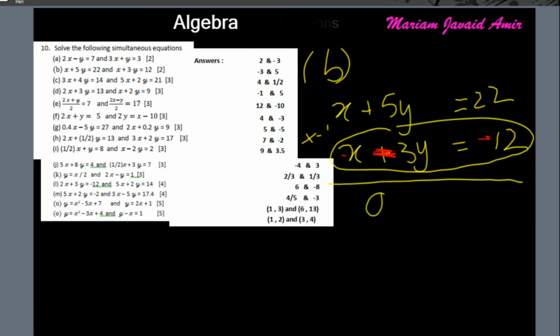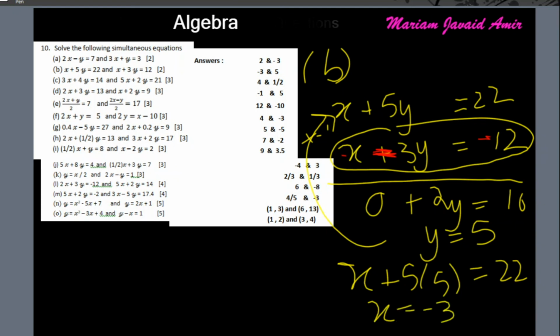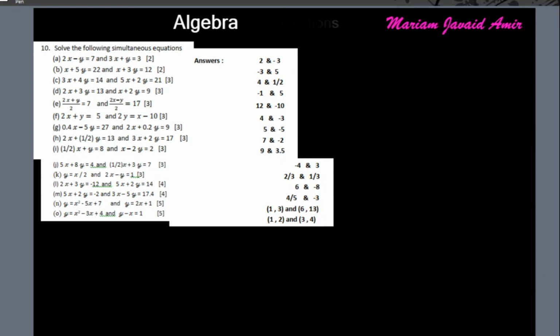So I'll get 0 plus 2y equals 10. So y equals 5. Now to get the value of x, I'll put it in any of the above equations. x plus 5 times 5 equals 22. So x equals 22 minus 25, which is minus 3. So these are the two answers for part B. Next, let's do part C.